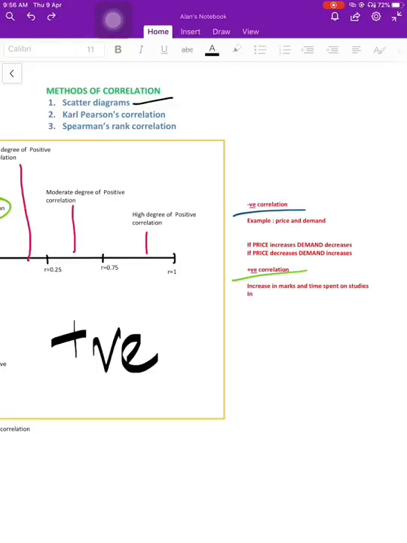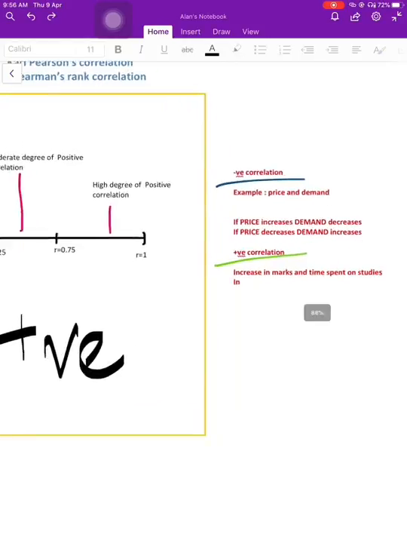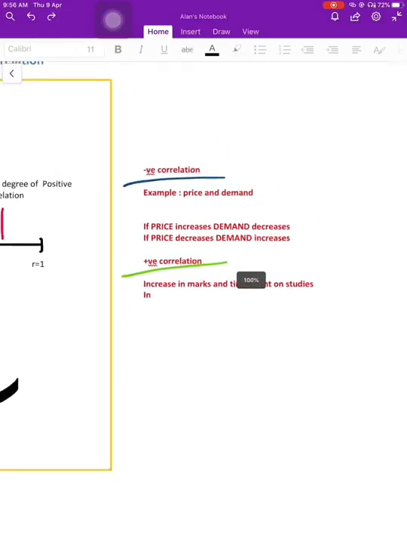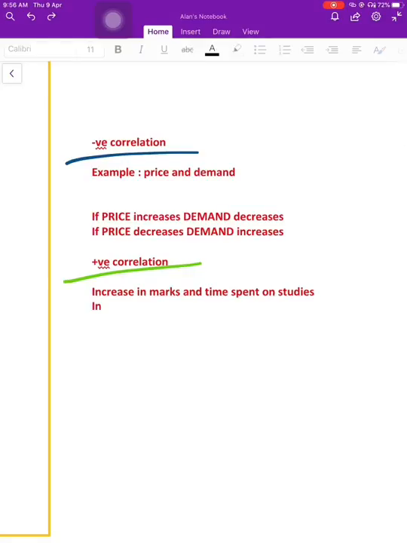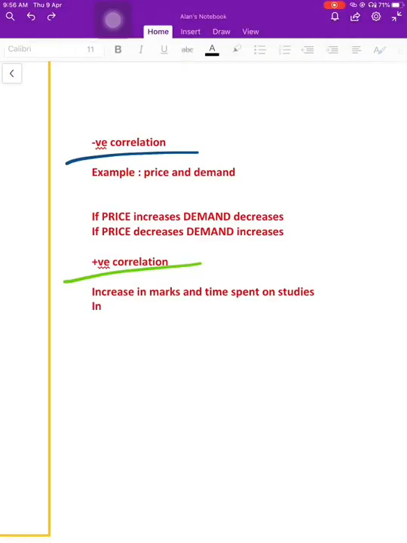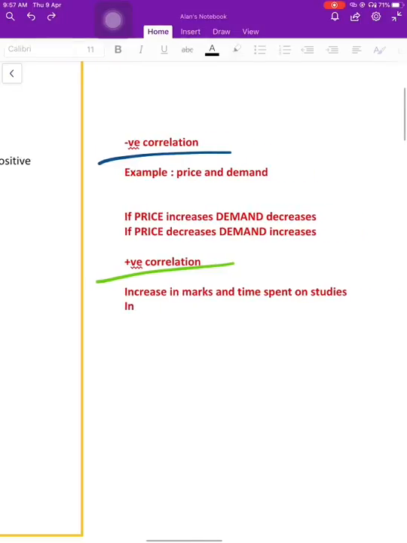So positive correlation is very simple. Just imagine, see the example here: increase in marks and time spent on studies. When you're spending more time focusing on your studies, you can see that there is a positive correlation between the marks you are getting and the amount of time you are spending in front of the books. Sitting in front of the book doesn't give you any marks, but studying properly will give you marks, right? So the amount of time you spend exclusively on studies can be called a positive correlation. The more you study, the more marks you will get. So it is a positive correlation example.